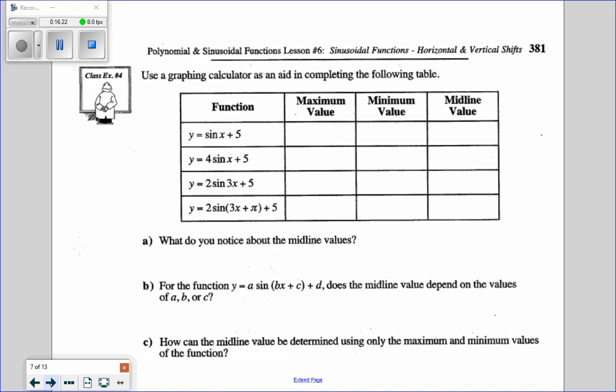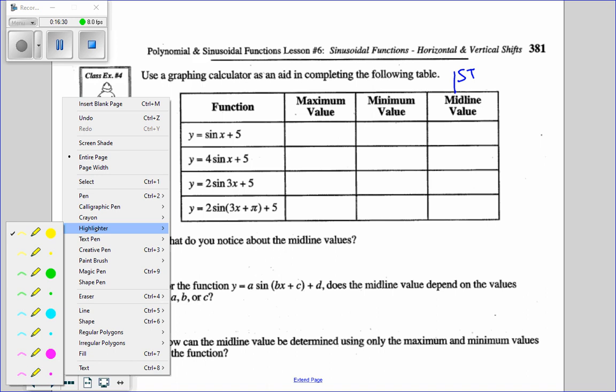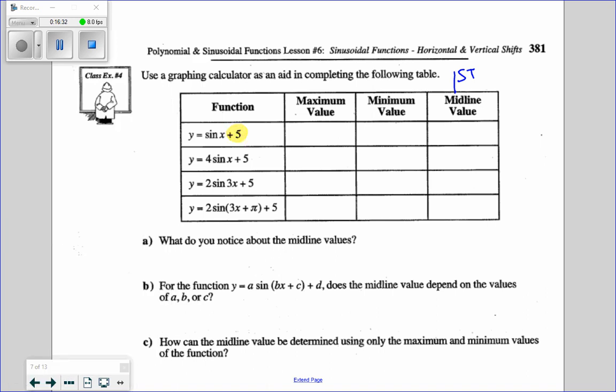So for the midline, I'm going to do this first. Focus on that last number. Notice in this one, the midline is the same on all of them. So the midline is going to be through 5. If I just draw a picture over here, through 5, that's the midline.